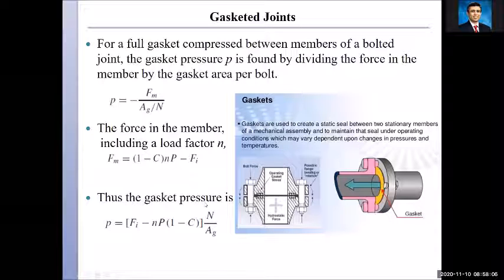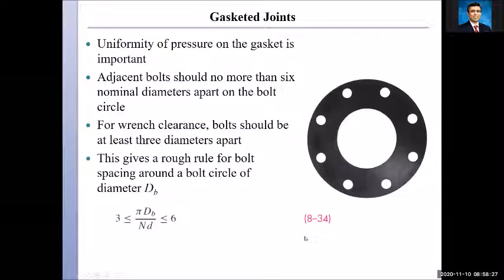So because I said pressure, I find the negative of this quantity, or I change the sign. So I put Fi minus Np times 1 minus C. And this is divided by Ag over N, or I multiply by N divided by Ag, which is the area of the gasket. In order to use this equation, we want to make sure that we have uniform pressure on the gasket. How do I ensure that?